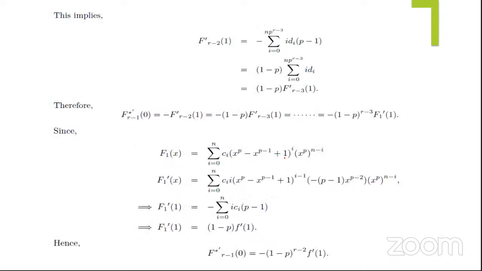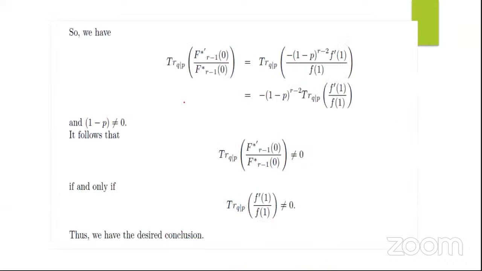the value of f star dash r minus 1 at 0 is f dash minus 1 minus p raised to power r minus 2 f dash 1. So we get trace of f star dash r minus 1 at 0 upon f star r minus 1 at 0 is equal to 1 minus p minus of 1 minus p of r minus 2 trace of f dash 1 upon f of 1. So we have that the polynomial frx is irreducible if and only if we have this condition, which is already given in the statement. This proves the result.